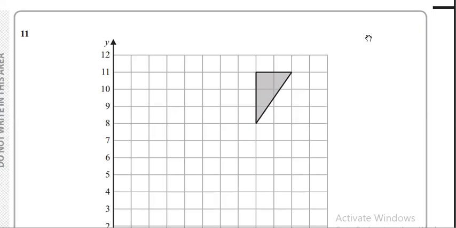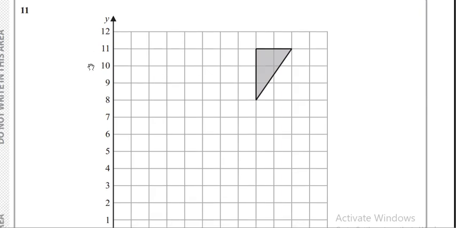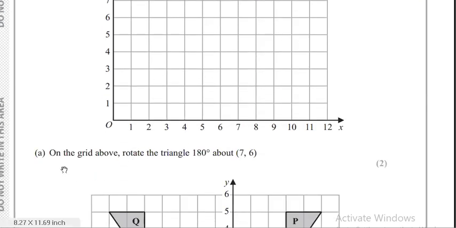In this video, we're going to talk about the rest of the questions of the past paper of Tuesday the 21st of May 2019, 1F. Question 11, here we have a shape. The question says on the grid above, rotate the triangle 180 about the center 7, 6.